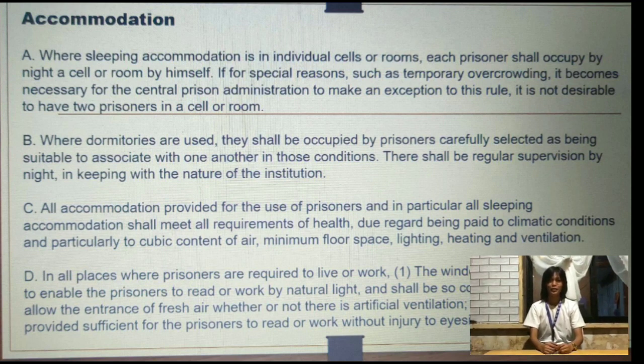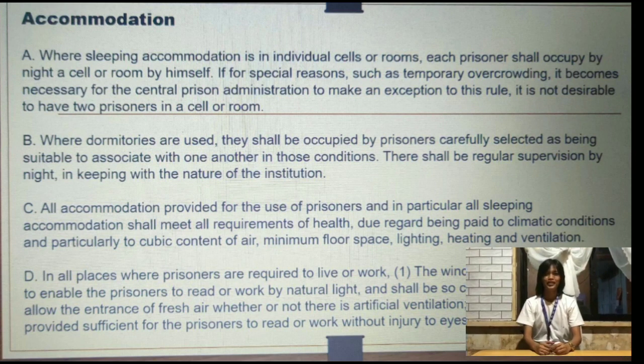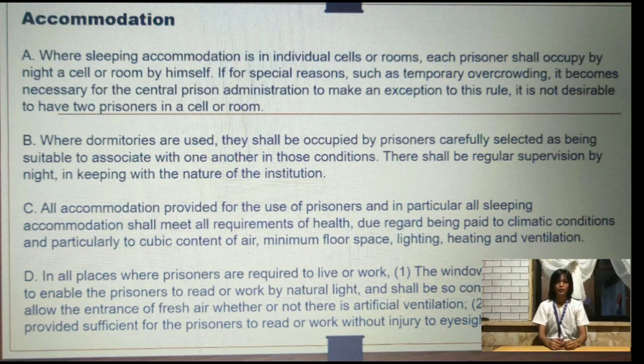As stated, the accommodation of the prisoner should be humane. Thus, the environment should not put the prisoner at risk of diseases and, if possible, the accommodation provided is comfortable to stay in.